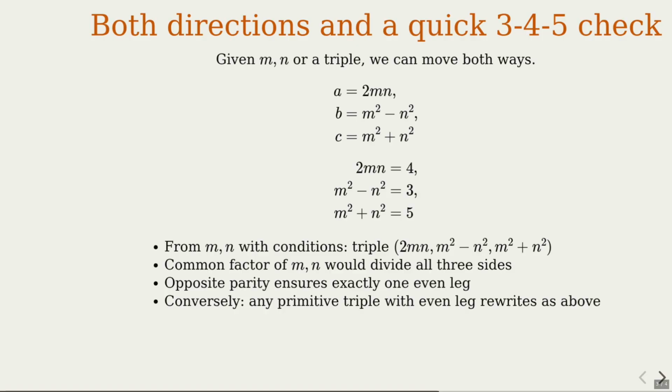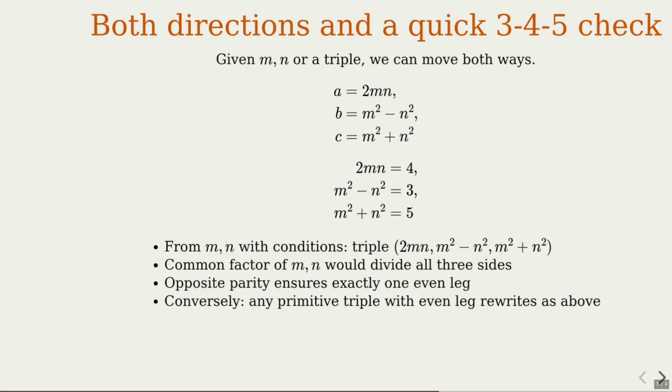So if we pick, say, m equals 2 and n equals 1, that should give the classic 3, 4, 5 triangle in this scheme? Right. With m equal to 2 and n equal to 1, 2mn is 4, m squared minus n squared is 3, and m squared plus n squared is 5. So we recover the 3, 4, 5 triangle in the order 4, 3, 5 with the even leg first.